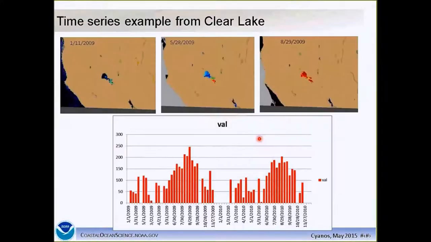Oh, and these are the 10-day composites, I should say. These are not dailies, sorry. That's an important point. This is not daily scenes. These are extracted from the 10-day composites. The 10-day composites are part of the product we're providing. So that's literally the composite conditions for each 10-day period.